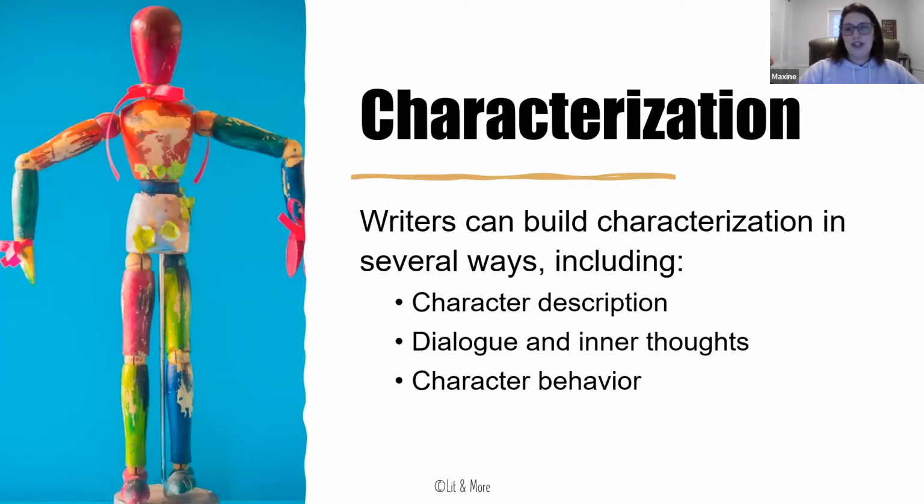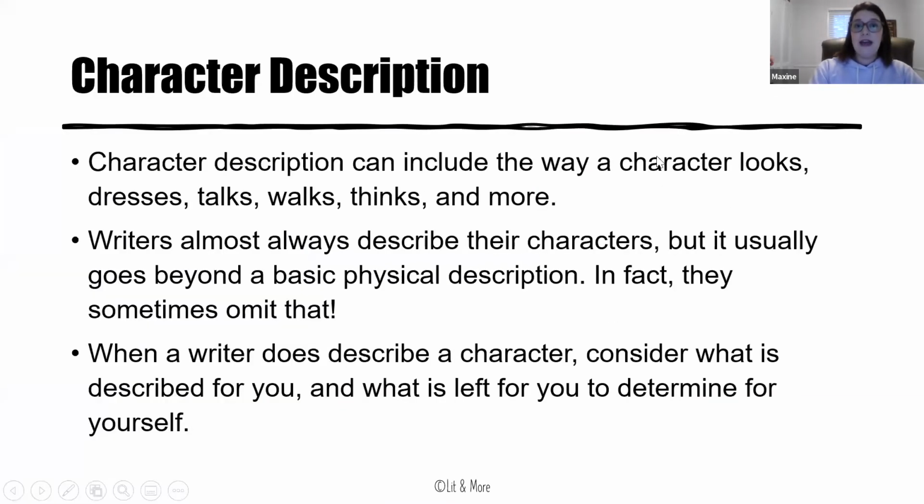Writers can build characterization in several ways, including, like we've talked about, character description, dialogue and inner thoughts, and character behavior. Character description can include the way a character looks, dresses, talks, walks, thinks, and more. Writers almost always describe their characters, but it usually goes beyond a basic physical description. In fact, sometimes they won't describe what the character is like physically, but focus more on the internal parts of the character. When a writer does describe a character, you want to consider what's described for you and what they left for you to figure out and determine for yourself.